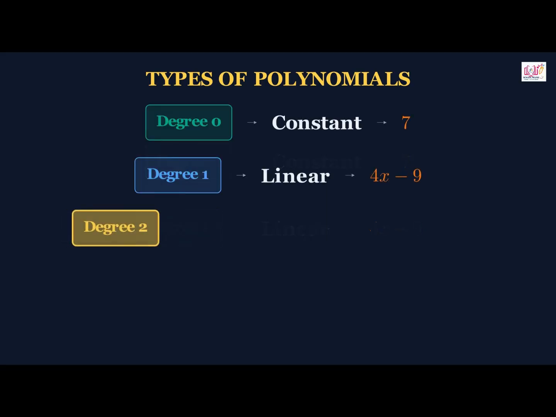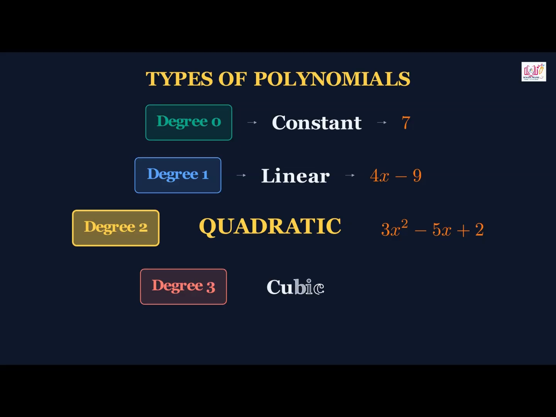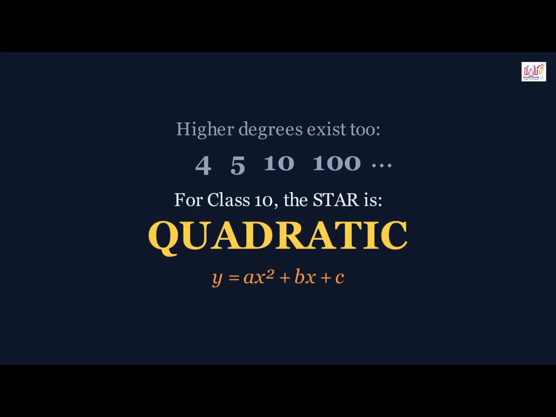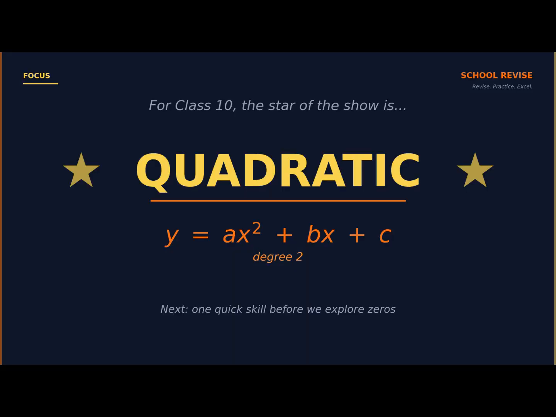A polynomial with degree 2 is called quadratic. This is the most important type for our chapter. 3x squared minus 5x plus 2 is quadratic. The highest power of x is 2. And a polynomial with degree 3 is called cubic. x cubed minus x is cubic. The highest power of x is 3. There are higher degrees too. 4, 5, 10, 100. But for class 10, the star of the show is the quadratic. The degree 2 polynomial. The parabola.